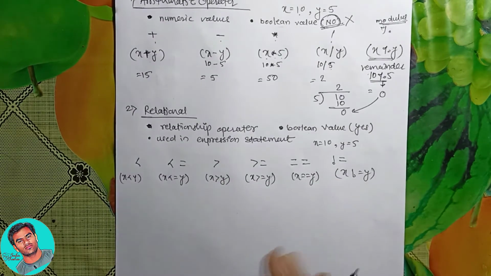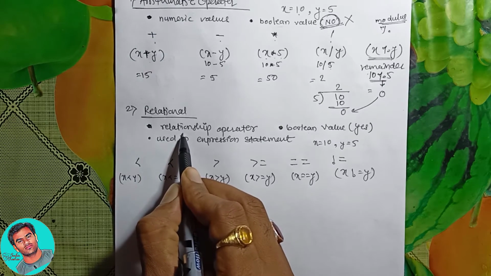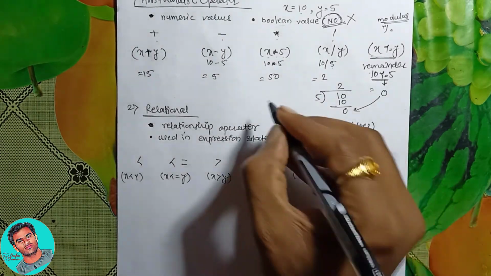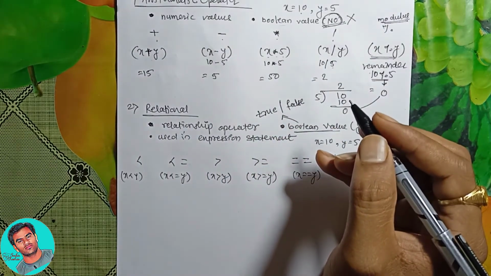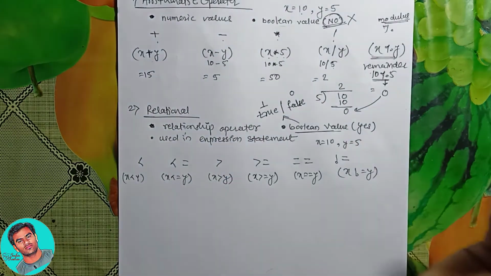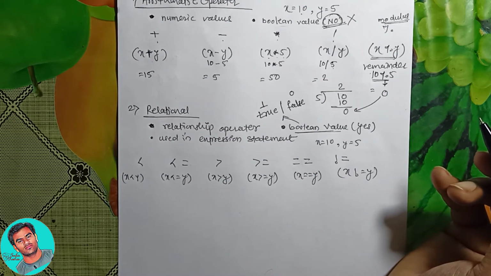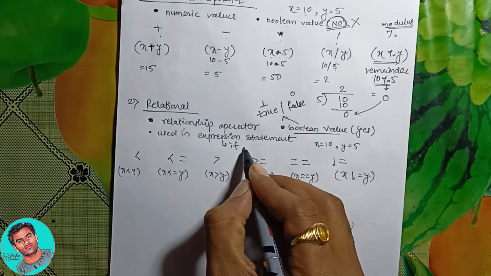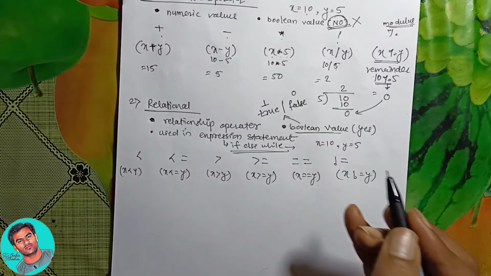Now we move to the next, the relational operator, also called the relationship operator. It represents a boolean value, and boolean value means true or false, where false is represented by 0 and true is represented by 1. It is used only in expression statements like conditional statements of if, else, while, and so on. What these are, we are going to see in the next lectures.